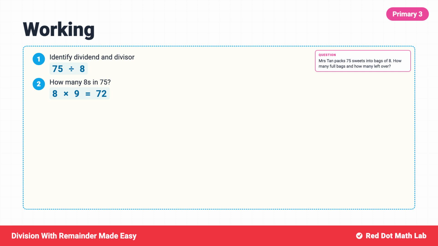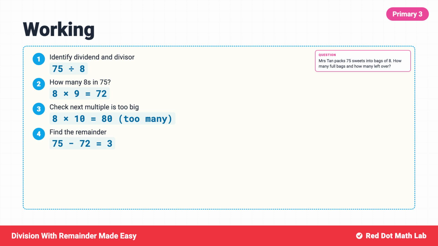8 times 9 equals 72. That fits nicely under 75. Can we go higher? 8 times 10 equals 80. Oh no, 80 is bigger than 75, so that is too many. So 9 is the largest number of 8s we can use.